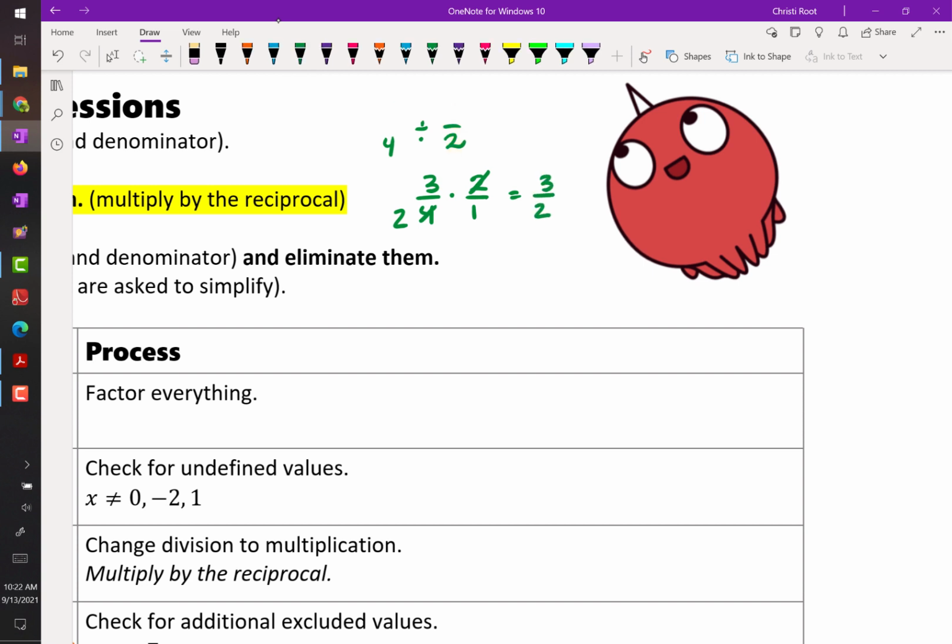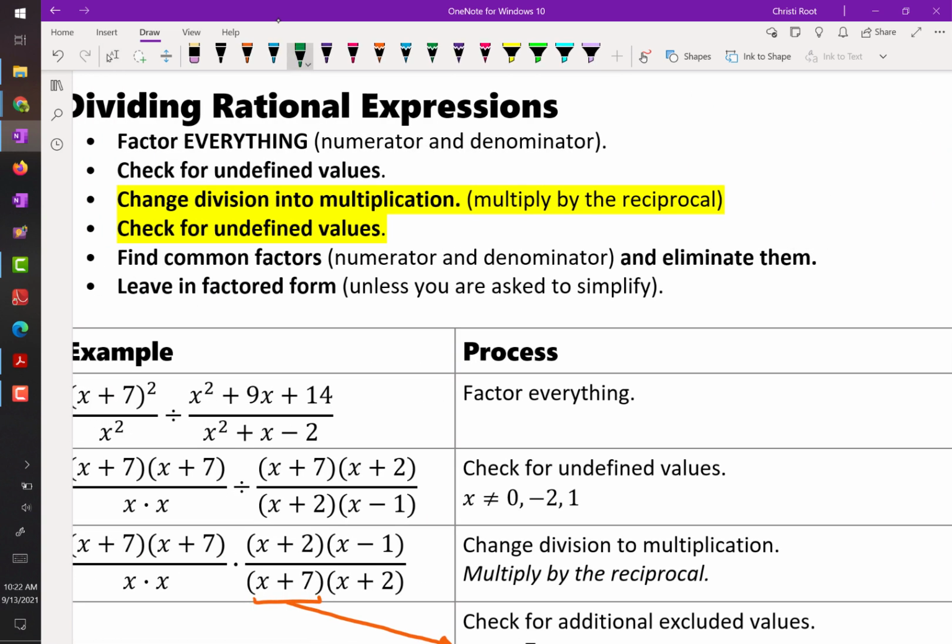Okay, so you're going to have the same process here, and if you notice, I put in highlighter, you're going to change division into multiplication, basically just multiply by the reciprocal of whatever you're dividing by. Then you're going to have to recheck for your undefined values. So the reason why we have to recheck is when you write down the reciprocal, you have a new denominator. So at any point in your problem, when you're working it out, anything in the denominator that could possibly create a value of 0 needs to be noted. So you're going to have to check for your undefined values twice.